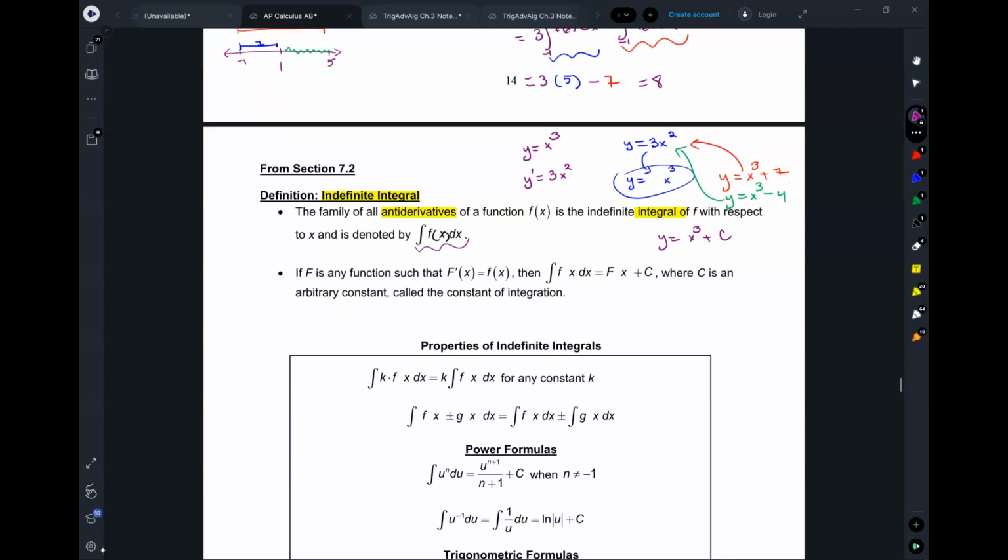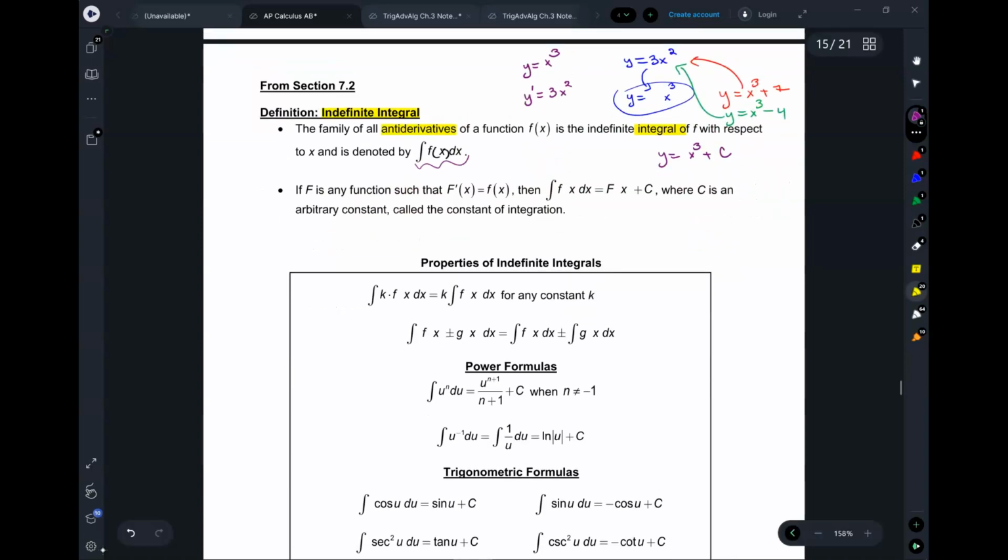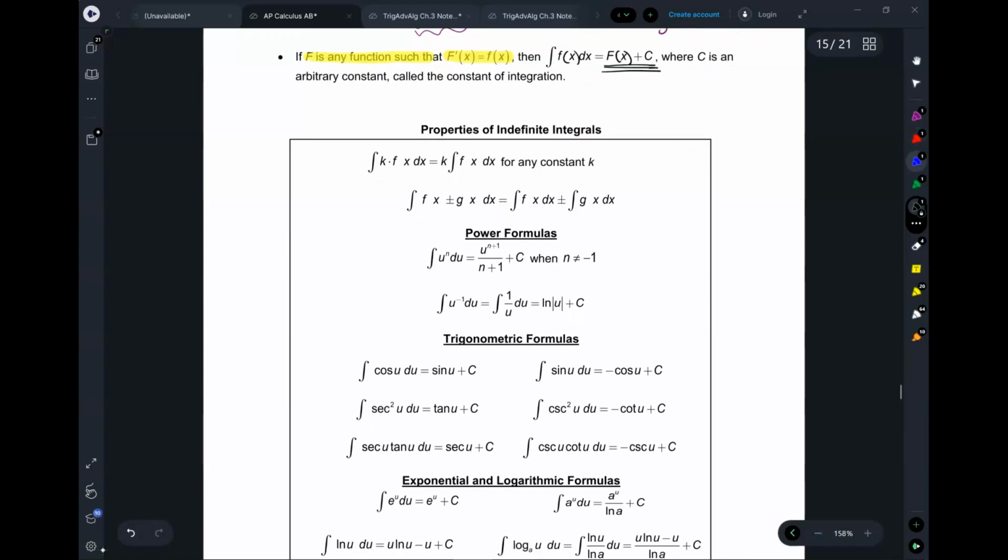Okay? So that's kind of what we're going to talk about here. That's what this says right here. If F is any function such that the derivative is little f, then, stay with me here, the integral of little f is the antiderivative, capital F plus c. That's what you have to remember. So whenever you get the answer, you have to take plus c with it. Okay, let's actually get into how it is that we find these integrals.